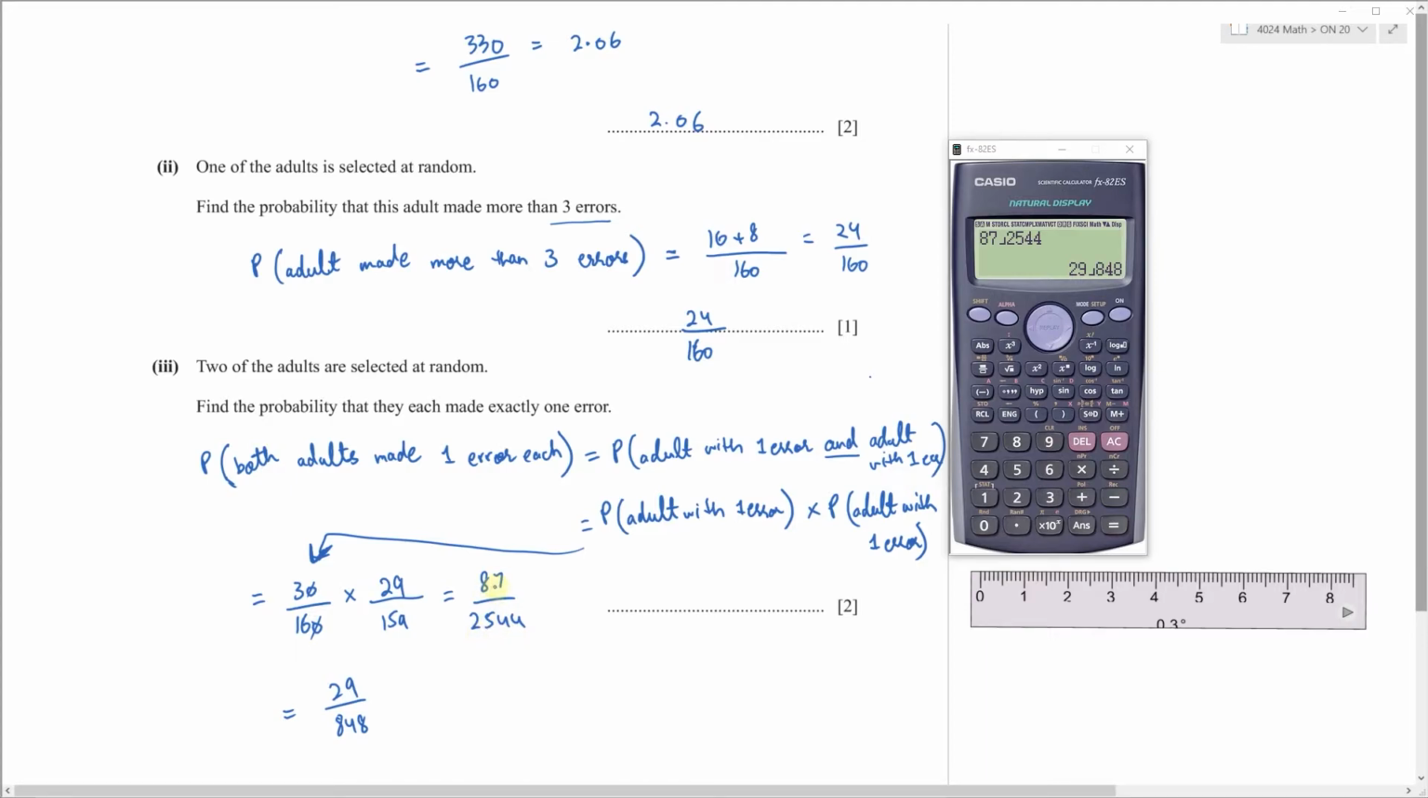Yeah, so both are divisible by 3. So 87 divided by 3 is 29 and 2544 divided by 3 is 848. So you cancelled by 3 in the numerator as well as the denominator. So your final answer is 29 over 848.